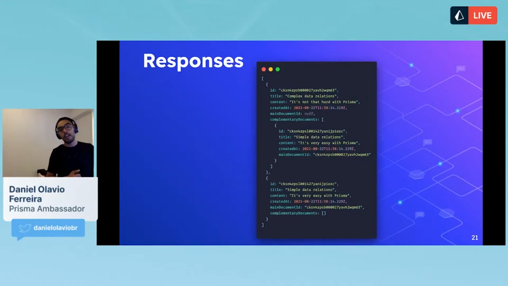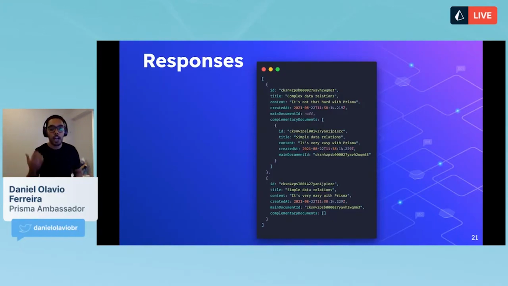And it showed up before because it was in the complementary documents, but it didn't have anything to do with the query part. It had to do with the including part, with the relation. And in here, you can see all the data again: the title, the content, and then the complementary documents. We don't have anything because it doesn't have any complementary documents or children documents.